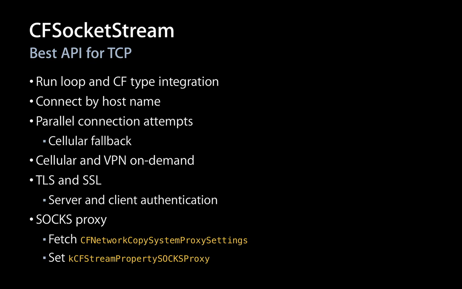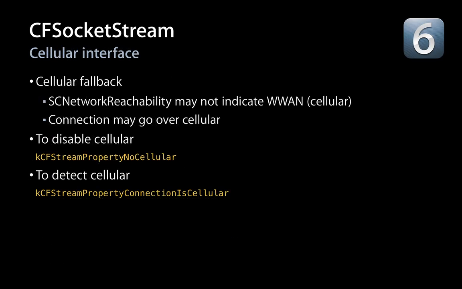A new feature in iOS 6 is something called cellular fallback. With cellular fallback, when we have the primary interface as Wi-Fi, we'll start a connection attempt over Wi-Fi, and we'll set up a timer. And if for some reason that connection attempt doesn't succeed within a short period of time, we'll actually start a parallel connection attempt over cellular.